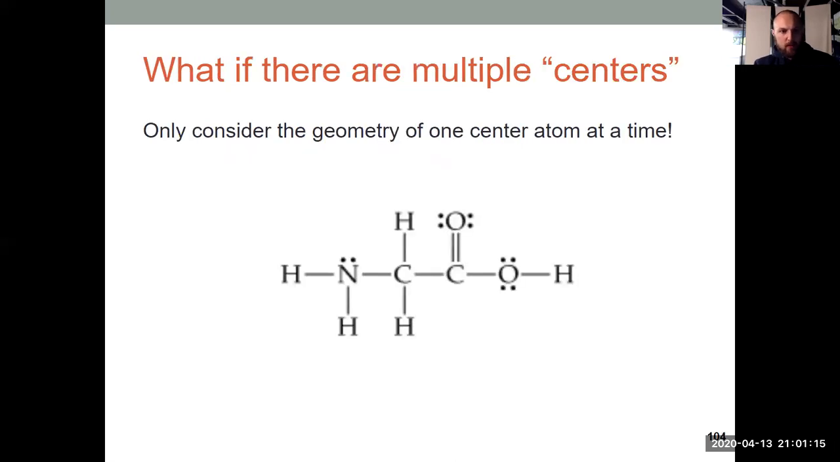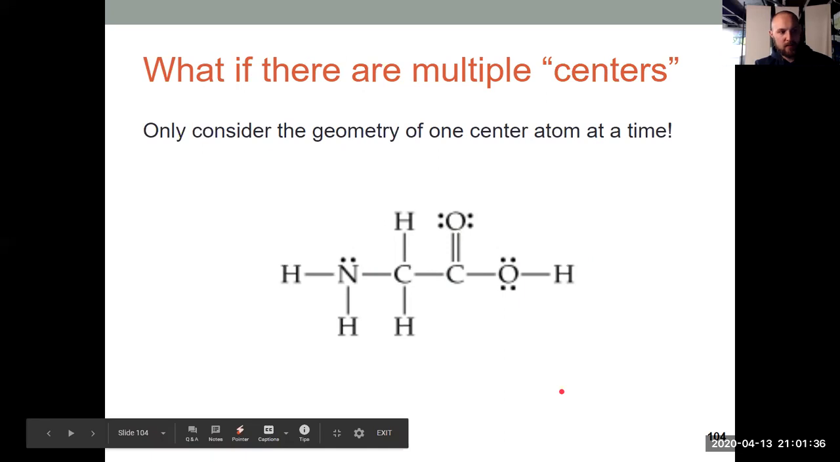One last question is, well, what if there are multiple centers simultaneously, right? I could be asked about anything here, you know, carbon, nitrogen, oxygen. But in this course, we're only going to consider the geometry of one center atom at a time. So if you've got higher molecules like this, I will ask you about specific atoms to determine the geometry about.